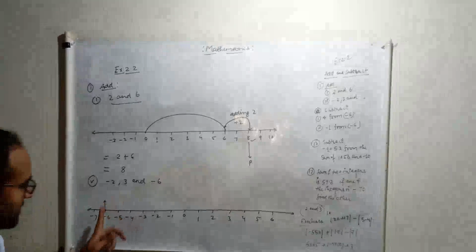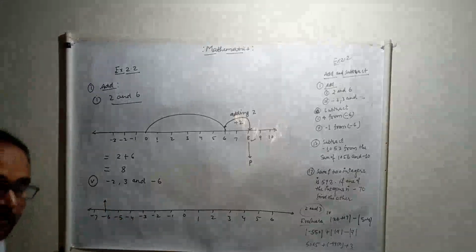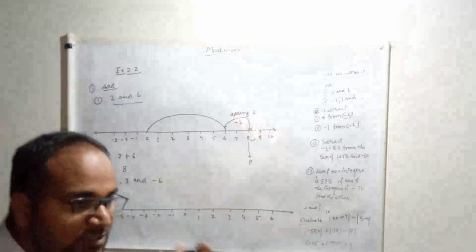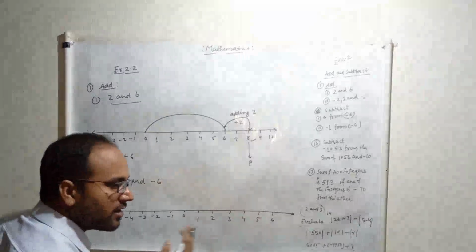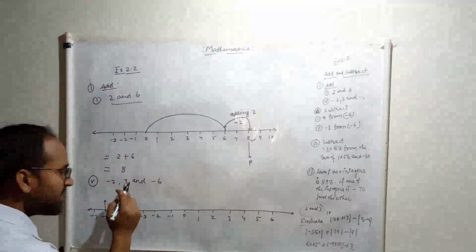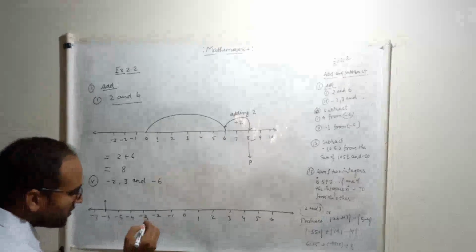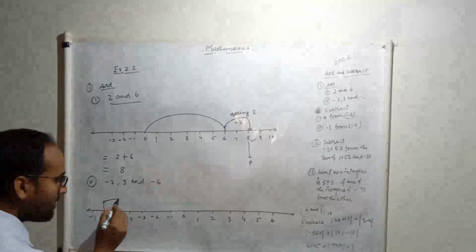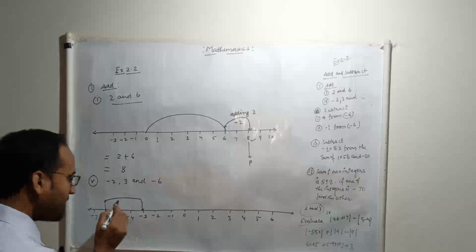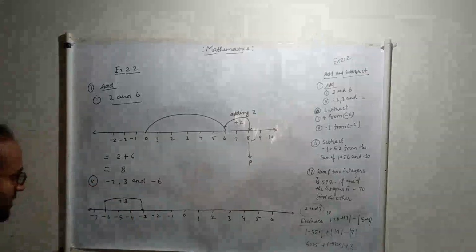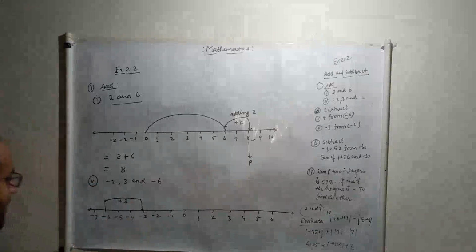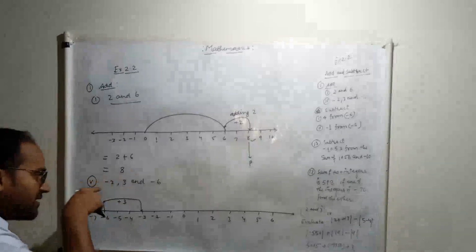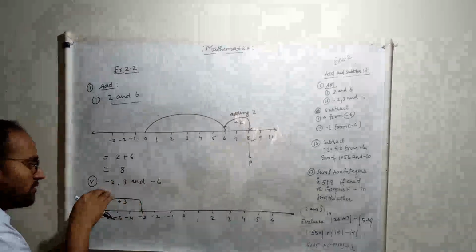If we add 3 to -6, you know that if we add any positive integer to the given integer, we always move to the right side on a number line. So -6 plus 3, you move 3 steps to the right side. So 1, 2, 3. Where do you reach? At -3. Adding 3 to -6, where do we get? -3.